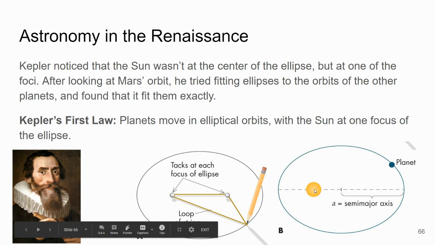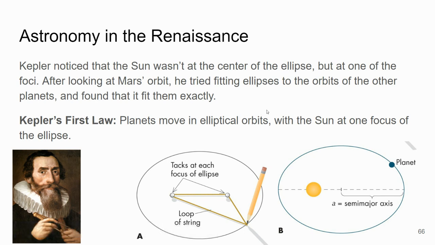The sun is just at one of the focuses. And so he saw that the planets were actually doing ellipses around the sun with the sun at the focus of one of the ellipses. So this is Kepler's first law, also known as the law of ellipses. Planets move in elliptical orbits with the sun at one focus of the ellipse. So yeah, there's that one.